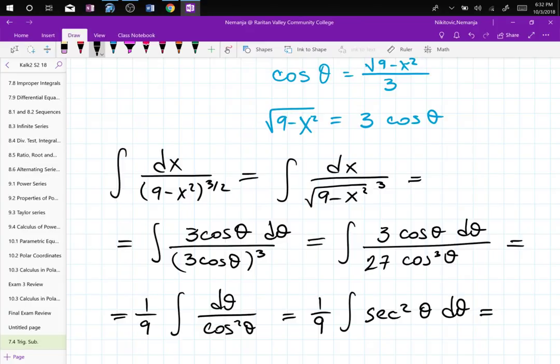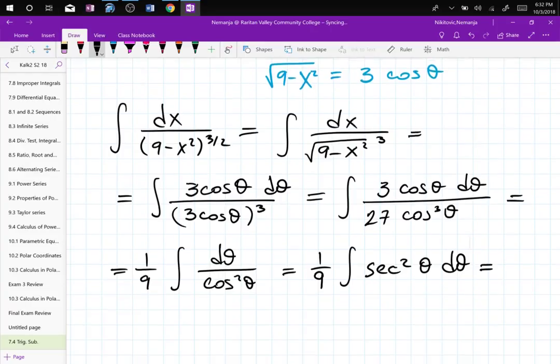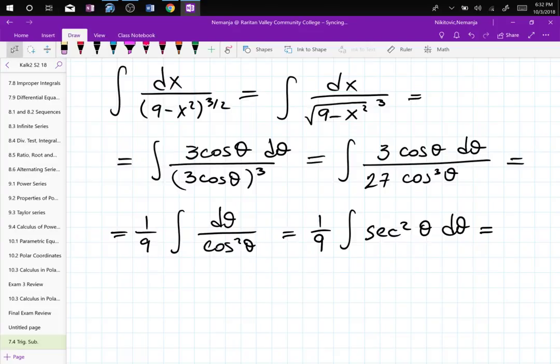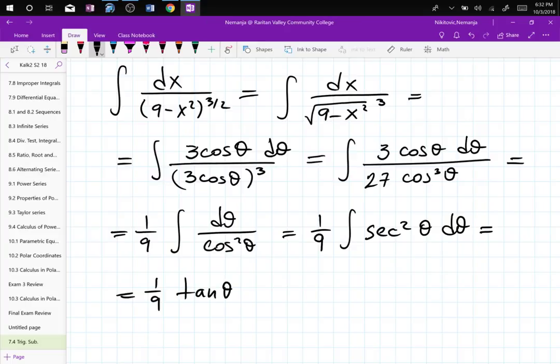Now, what is the integral of secant squared? Very good. So that's 1 over 9 tangent theta, oh no, plus c, because we have a definite integral. We had 0 to 3/2.